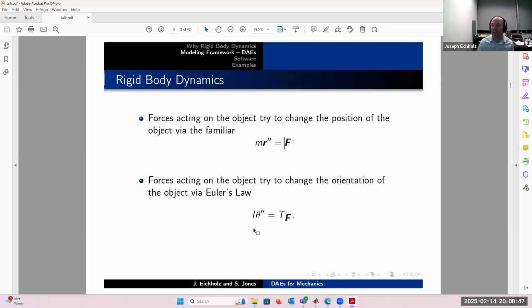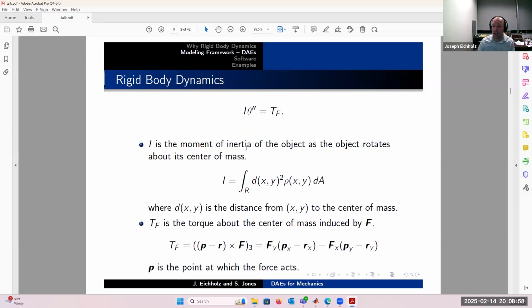Euler's law says that I theta double dot should be T sub F. And I always have to remind people what these things mean. The I is the moment of inertia of the object as it rotates about the center of mass. And that's really great, because that's the thing we see in Calc 2 and in Calc 3, and then we never do anything with it. It's just a thing we compute. So it's nice that it shows up here, because it's a thing that we will use, and then I can ask them to compute it to set up their models.